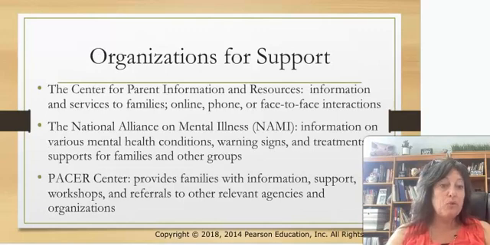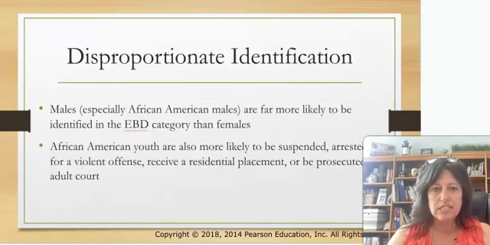So there are different organizations available for support for parents to reach out to when they're at the end of their rope. The Center for Parent Information and Resources, the National Alliance on Mental Illness, and so you can direct parents to some of these. The PACER Center is going to help families with support, workshops, and referrals to other agencies.